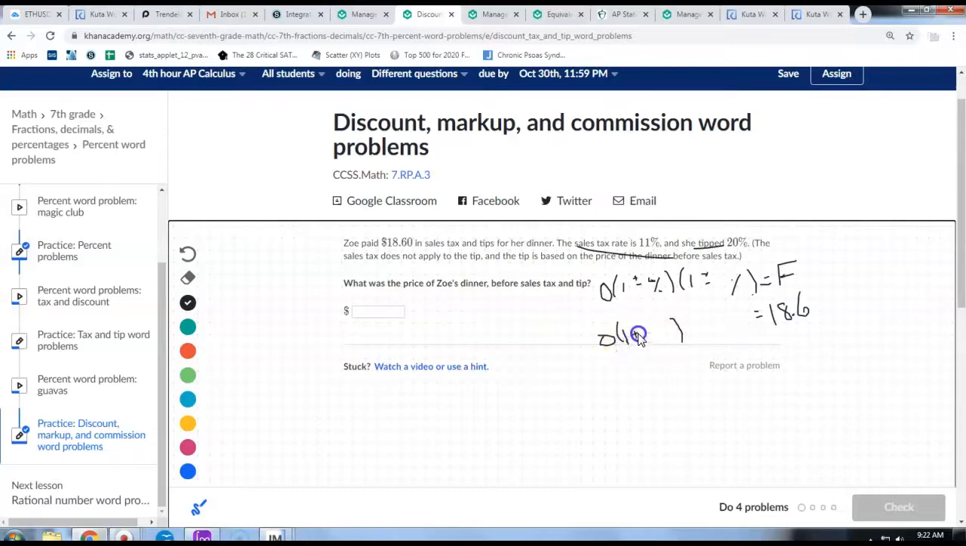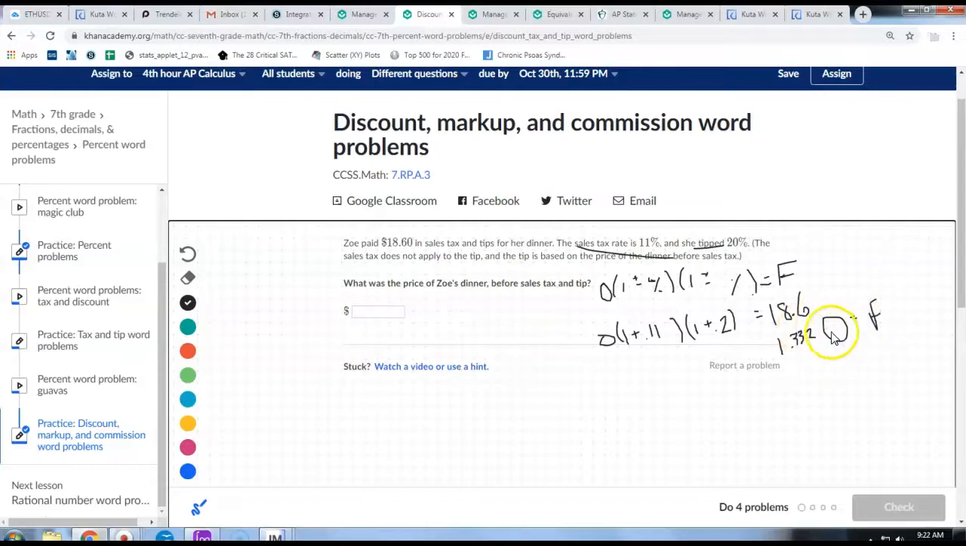I know there was an 11% sales tax. I know I gave a 20% tip. Those both increase the price of the bill. So I got to add the 0.11, add the 0.2. And so that looks like, if I multiply these all out, 1.11 times 1.2. And so I get 1.332 times O.